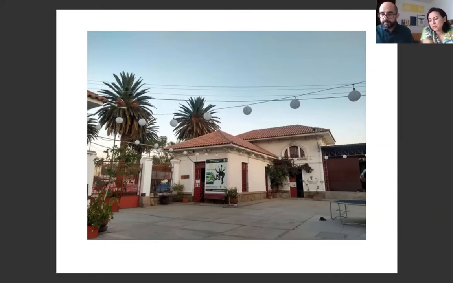I think it's important to say something here. When we are talking about contemporary art, we are talking about a biennial, a global format of art. This kind of experience was really new for Cochabamba and for Bolivia.